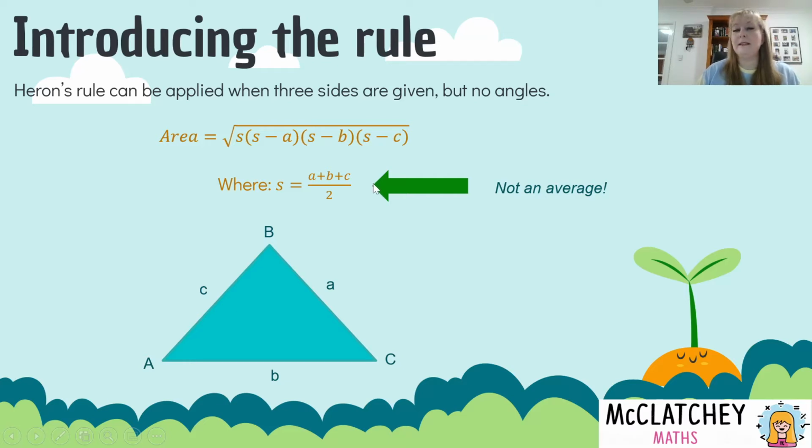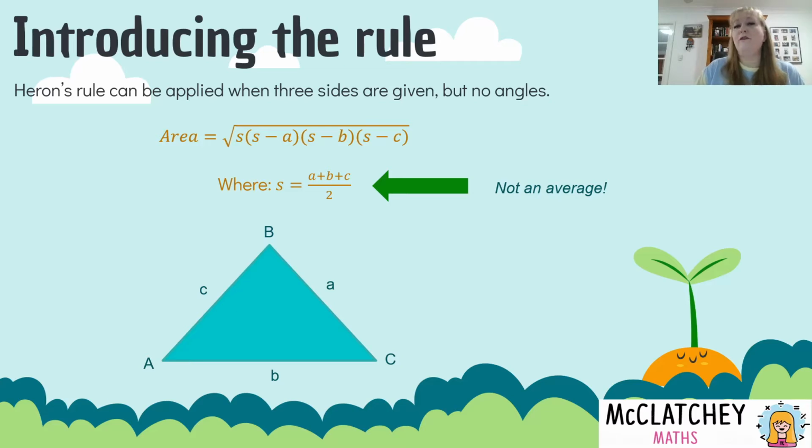Now, s appears in the formula for Heron's Rule 4 times. So what we need to do is we need to work out these brackets. So s is going to be greater than each side because it's not an average. If we'd found an average, it would potentially be less than some sides and greater than others. However, because it's not an average, it's only divided by 2, it's going to be bigger than all of the three sides. So that way we are actually subtracting that difference from s in each set of brackets and then multiplying them all by one another, and then we take the square root to find the area.